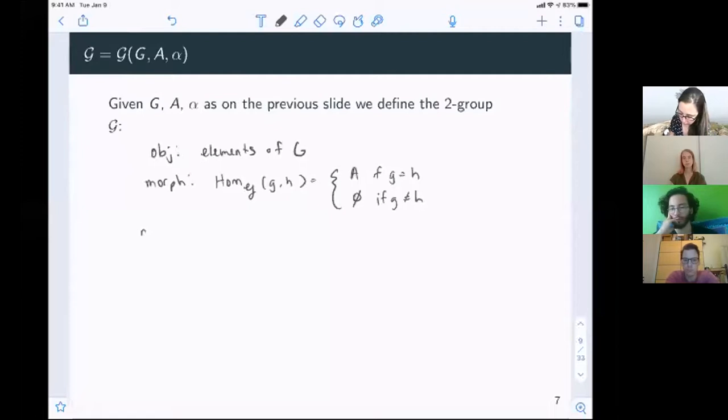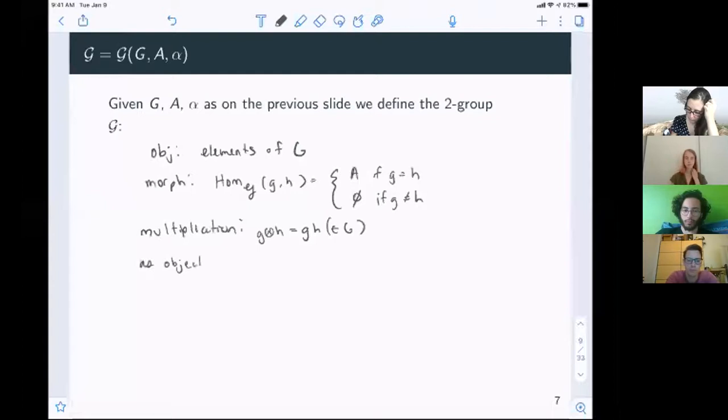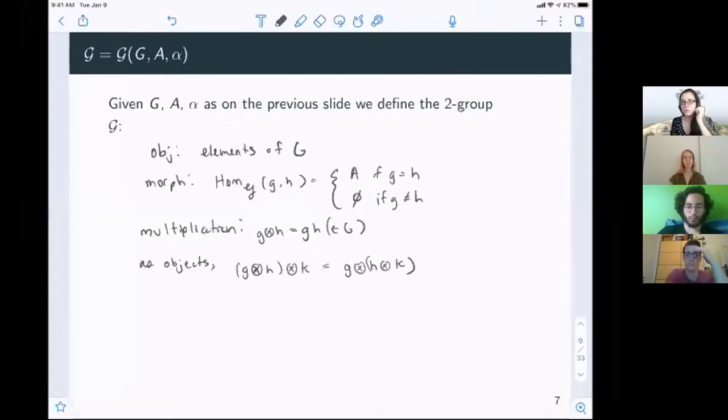Our multiplication comes from G. So g tensor h is equal to gh in G. Along the same lines as what we were just talking about with the weak inverses, as objects, we have that g tensor h tensor k is equal to g tensor h tensor k, right? These are just objects in G. G is a group, so it doesn't matter in which order I do my multiplication. However, because we're working in this two group setting, we can have a non-trivial associator here, where the associator may not be the identity.